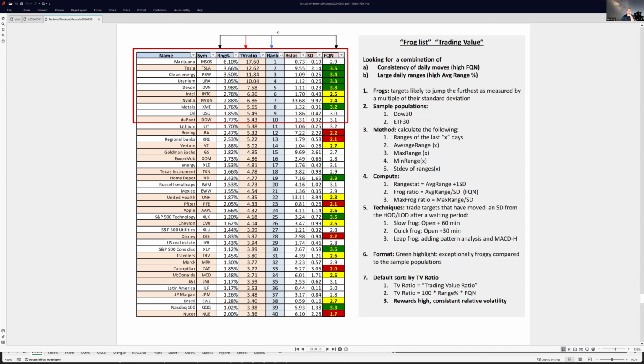Here's our trading value list. Once again, it multiplies the high average range percentage times the frog quality number. So this number, 6, times the frog quality number of 2.9 gives you a trading value ratio of 17.6. And that's the best ratio out of anything in the stack, followed by Tesla, Clean Energy, Uranium, Devon Energy, Intel, Nvidia, Metals, Oil, and DuPont.